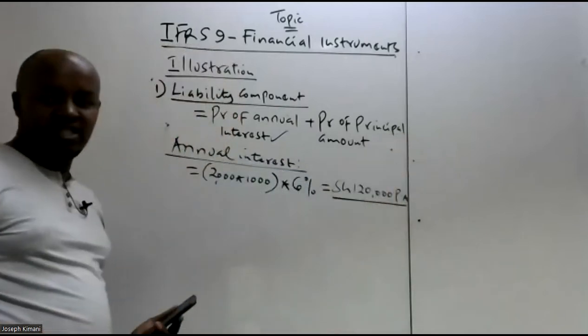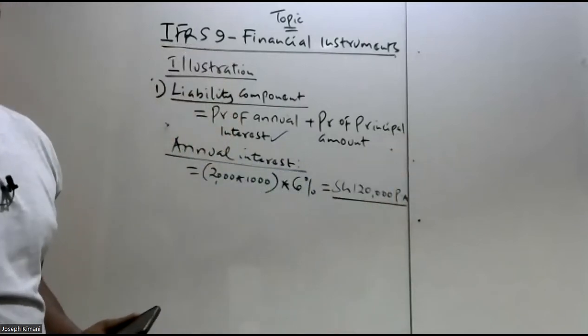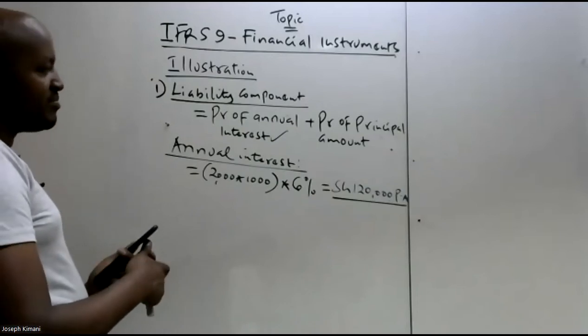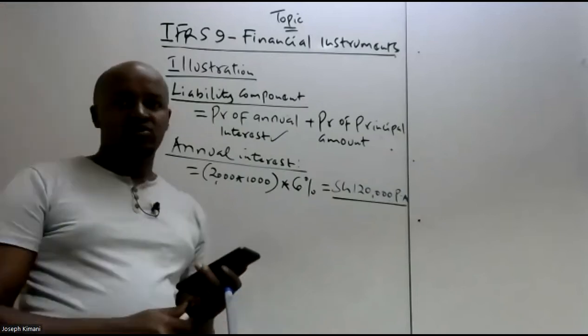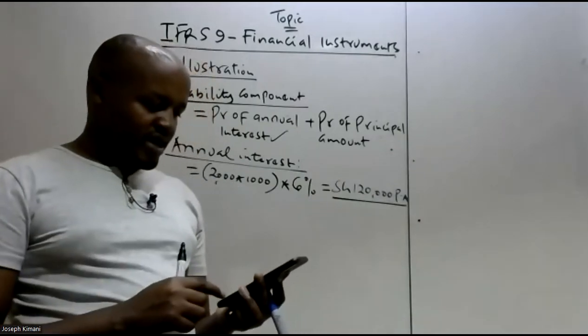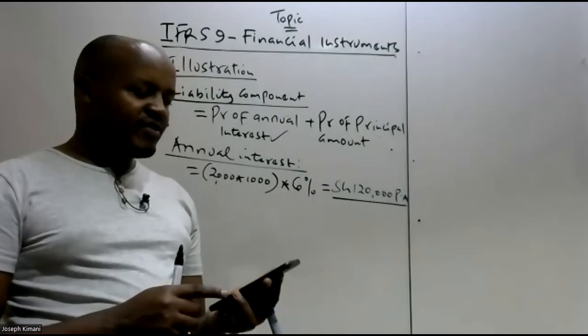Then next, we need to determine the principal amount. What is the principal amount in this case? We have said that the principal amount is the amount which is supposed to be paid at the end of the life of that compound financial instrument.